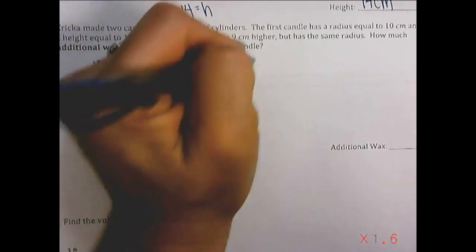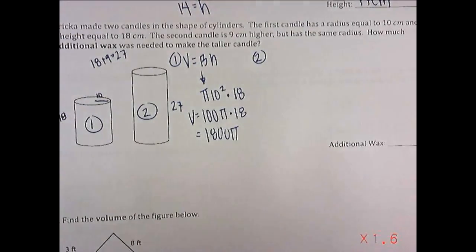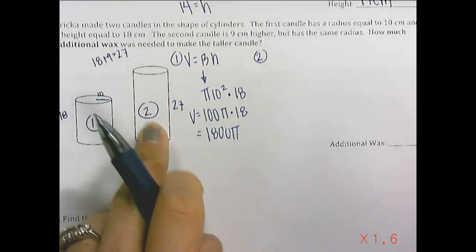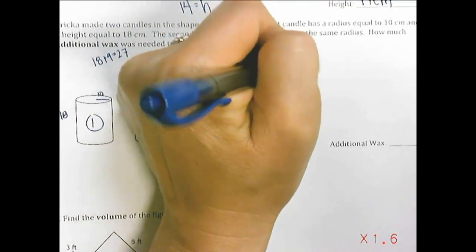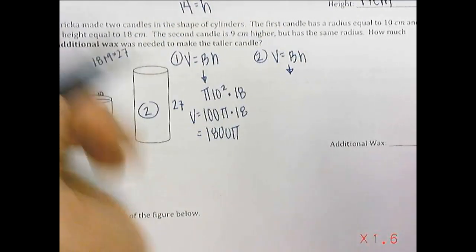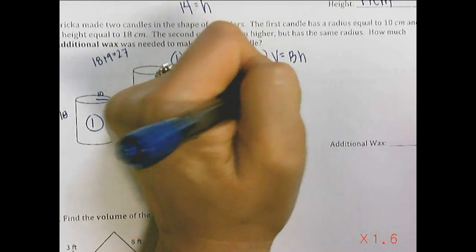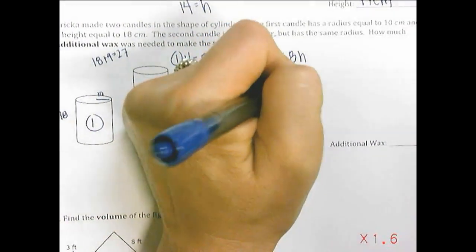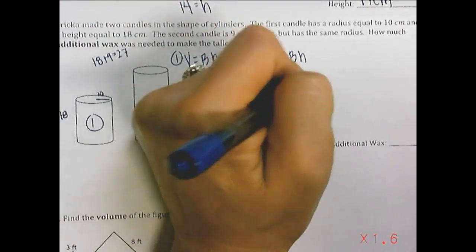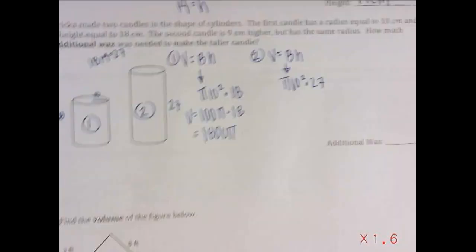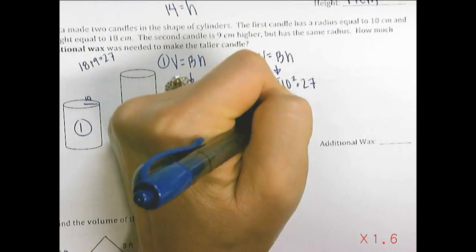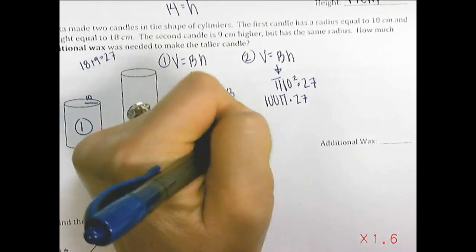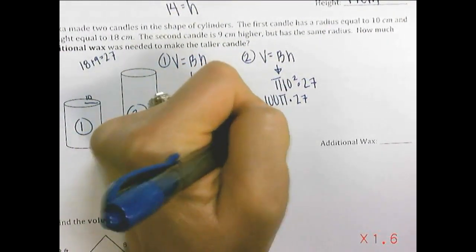Okay, then I'm going to find the volume for my second candle. Again, volume equals big B times my height. My big B is going to be the same type of thing, pi times my radius, which was 10 squared, and then times my height, which is 27 this time. So I'm going to have 100 pi times 27, and I'm going to end up with a volume of 2,700 pi.